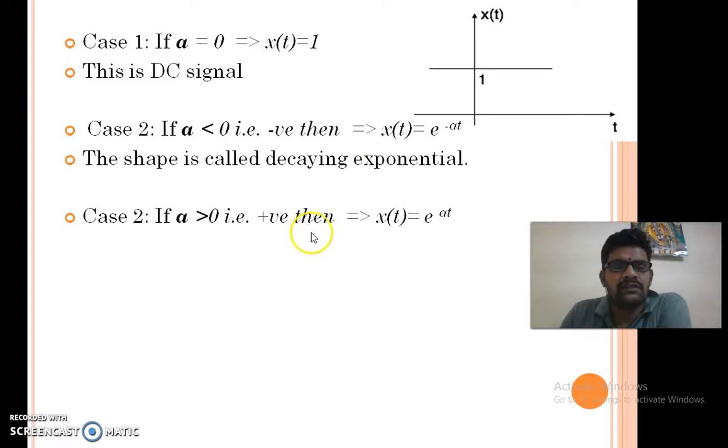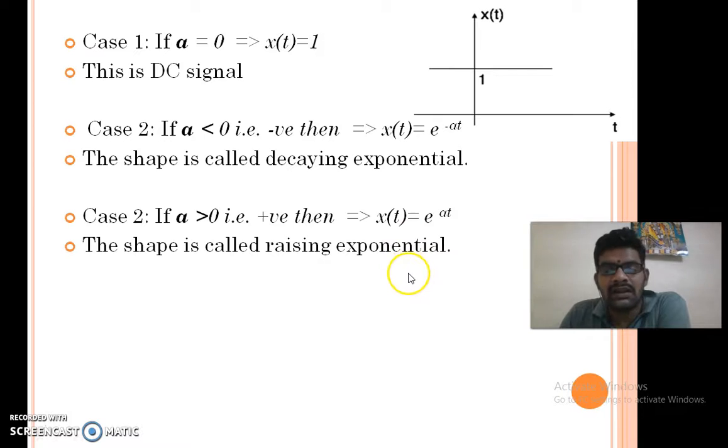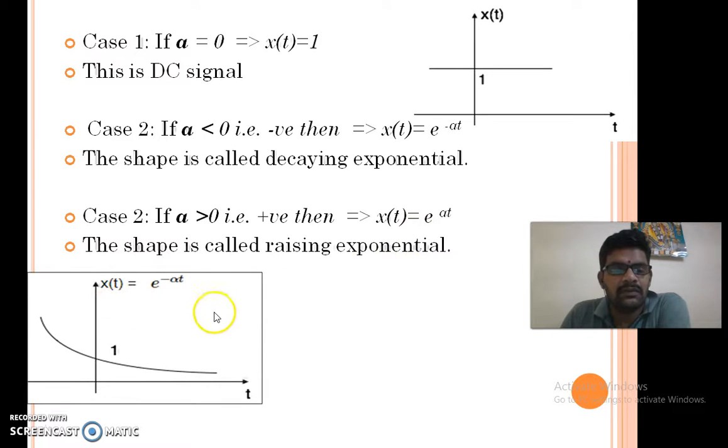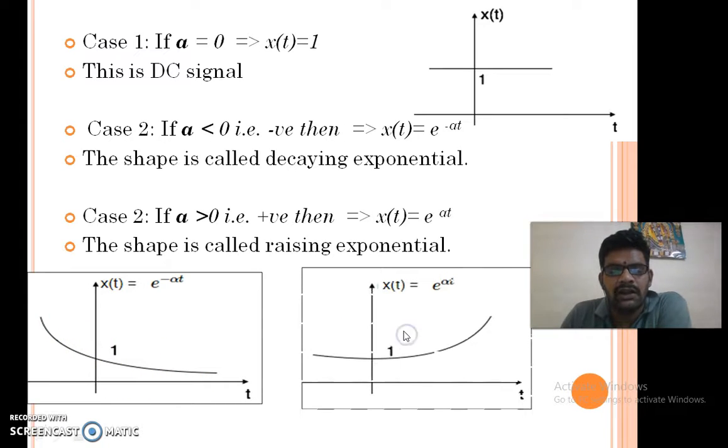If alpha is greater than 0, that is alpha is positive, then x of t equal to e power plus alpha t. It is growing or rising exponential. The graphical representation of decaying exponential, that is e power minus alpha t, is shown in this figure, and the growing exponential, that is x of t equal to e power plus alpha t, is shown in this figure.